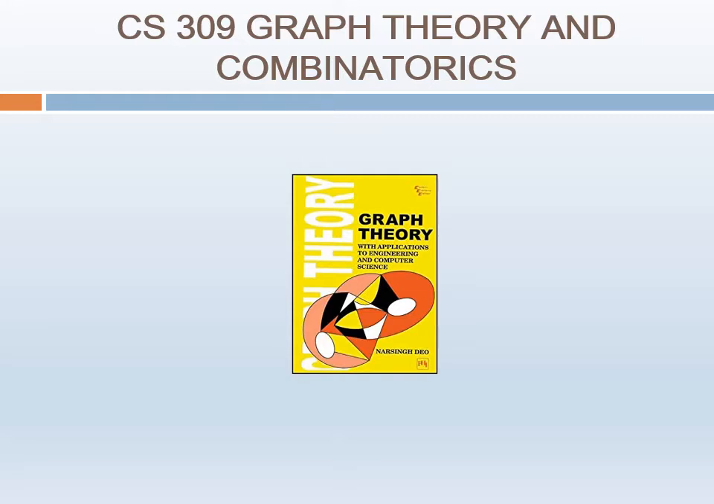This presentation is made to assist my students of 5th semester Computer Science Department with the KTU paper CS 309 Graph Theory and Combinatorics, and all concepts are explained based on the textbook Graph Theory by Narsingh Deo.